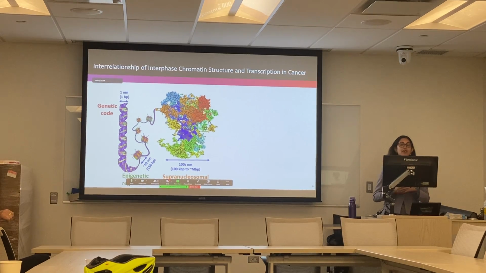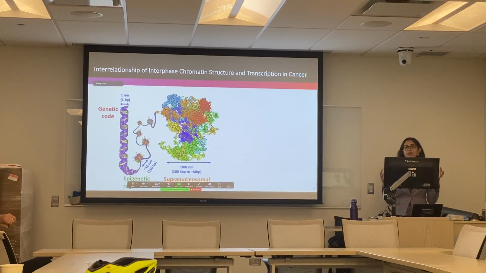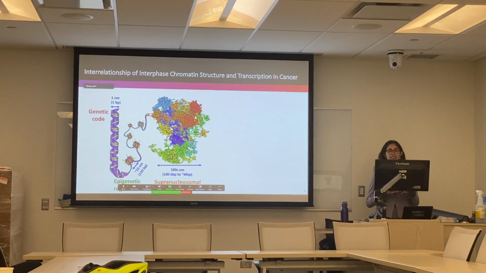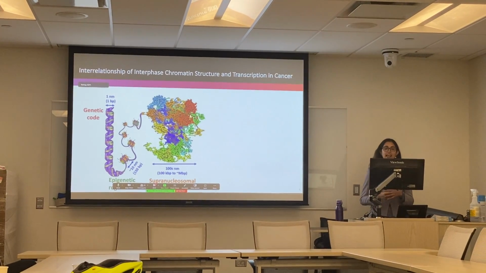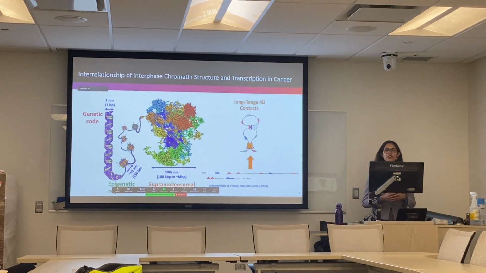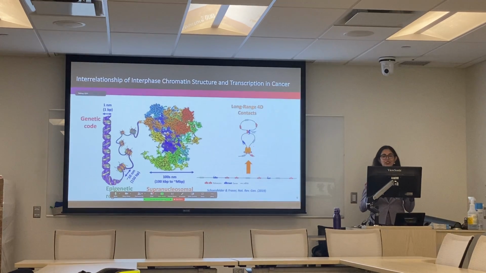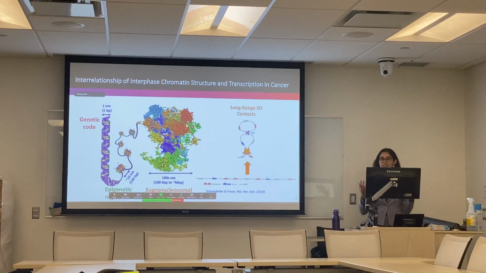Now, above the level of the epigenome, we have supranucleosomal chromatin structure, which is on the order of hundreds of kilobases to megabases. And basically, this can contribute to long-range four-dimensional contacts. And what I mean by four-dimensional is in 3 dimensions as well as over time.